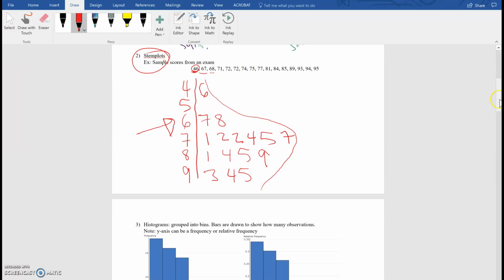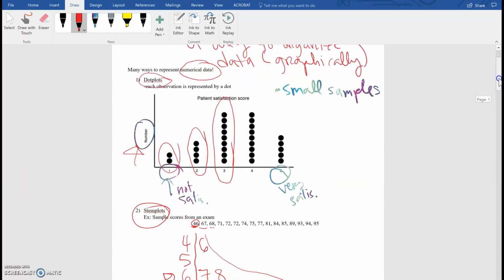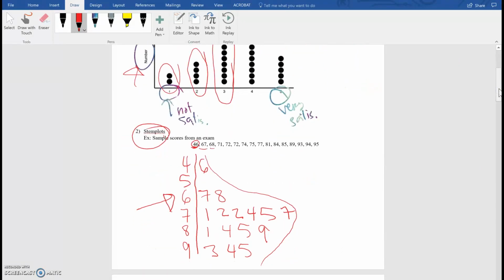So these are two different types of plots that we can use to look at numerical data: dot plots and stem plots. Stem plots are also good for small samples, right? So if we have a small sample, then you can represent it with stem plots and dot plots if we'd like. Also, if you have whole numbers, as you notice the numbers here are whole, it's much easier to represent them with stem plots.